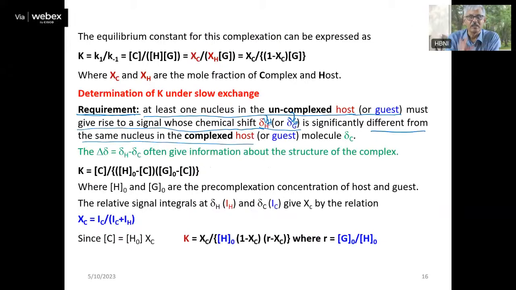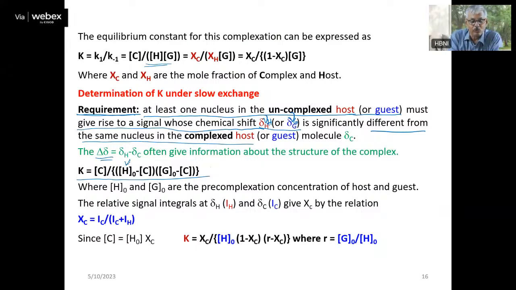The same thing has been written in the slide. So delta delta is nothing but the difference between the host and the complex. And then you can modify the equation now. So now we'll change this. What will be the concentration of host?